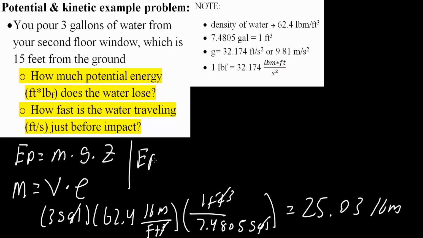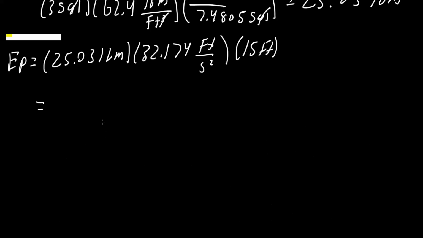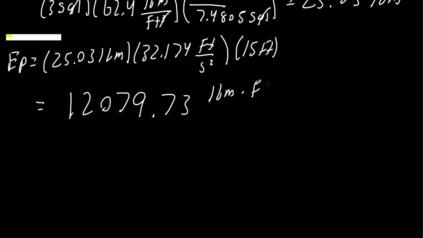So EP is equal to 25.03 pound mass times 32.174 feet divided by seconds squared times 15 feet. Now, if we were to use a calculator, we would get 12,079.73, but our units would be pound mass times feet squared divided by seconds squared.